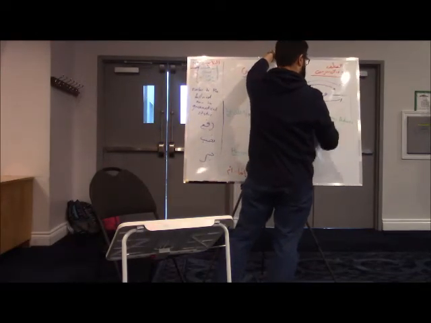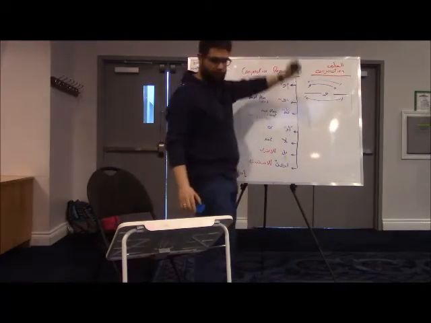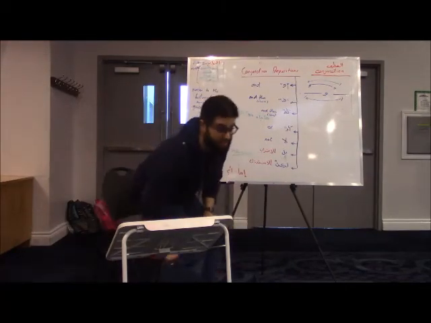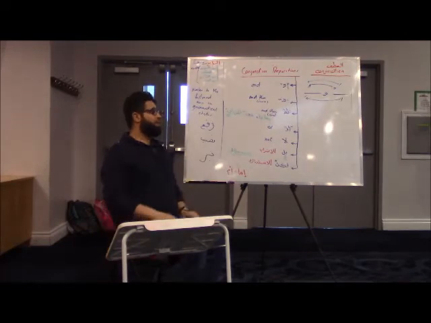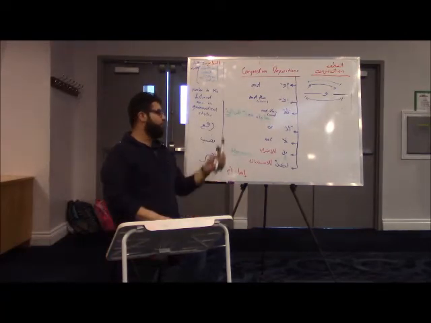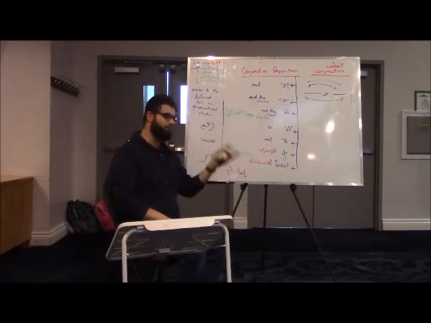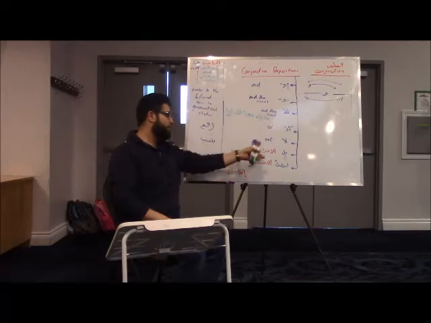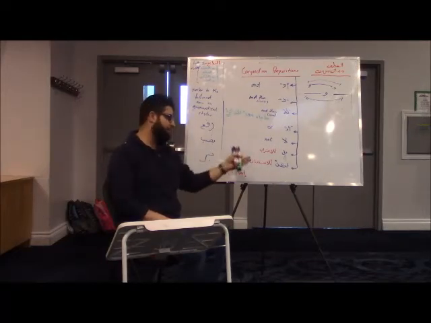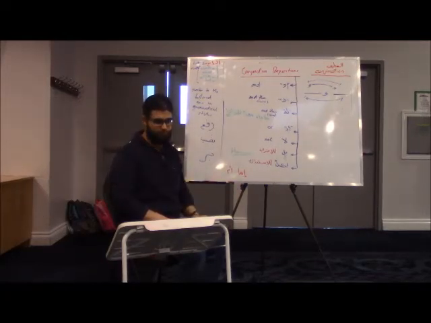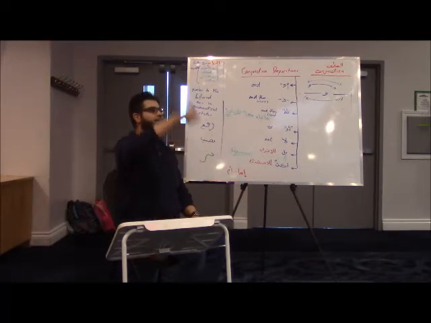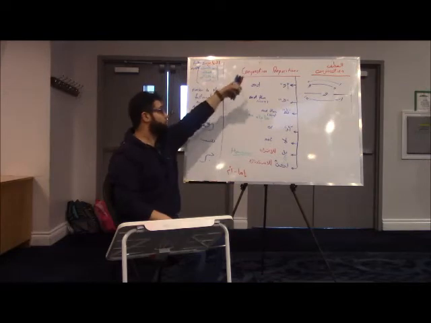And waw means that the timing of their entrance, or what happened, isn't important, or it happened at the exact same time. The fa means that it's after it, but a very short period of time. Thumma means it's after it, and there's a long period of time between them. Aw is or, la is not, to deny whatever came after it. Bal and lakin deny whatever comes before it. So Ja'a Muhammadun bal Ahmad denied Muhammad. Ahmad is the one who came. That makes sense? And they're all conjunction prepositions.